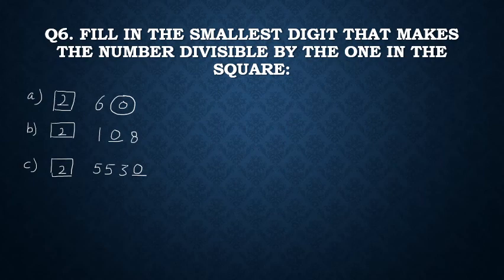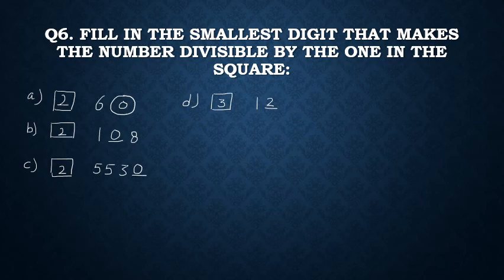Now the D part, question number D is, in the square the number given to us is 3 and the digit given to us is 1 and then we are having a dash. So the divisibility rule for 3 is, the sum of the digits must be divisible by 3. So 1 is given. Now we have to write the smallest digit that makes the number divisible by 3. So the smallest digit we can write here is 2. Now the number becomes 12 and we know that 12 is a multiple of 3.